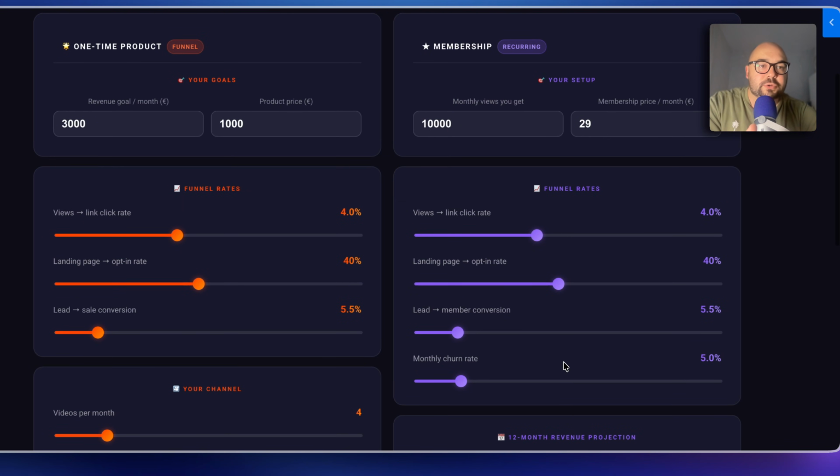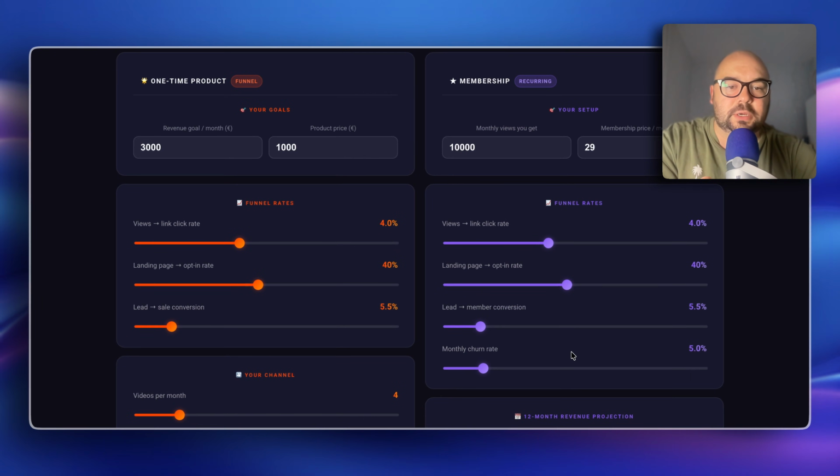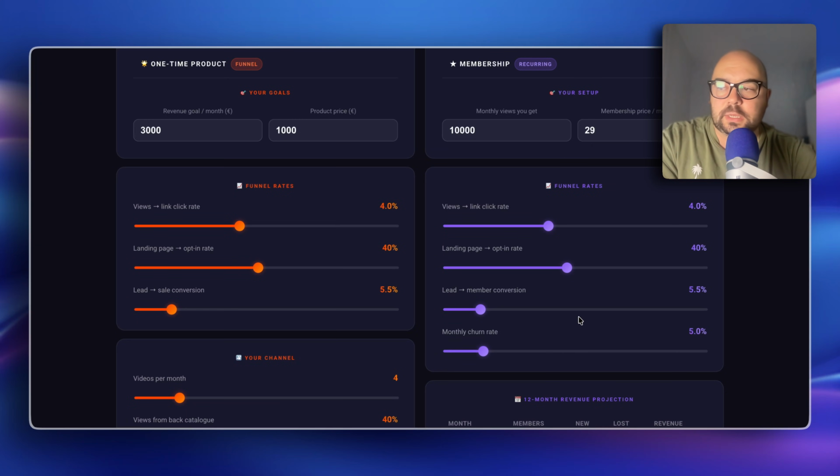And now another separate slider that happens here is monthly churn rate. So basically, how many people leave your membership every month. This is a very important number, and the lower this number is, the fewer people on average leave your membership every month, and they stay for longer. It means they're still paying every month, and then your membership just makes more money, right?